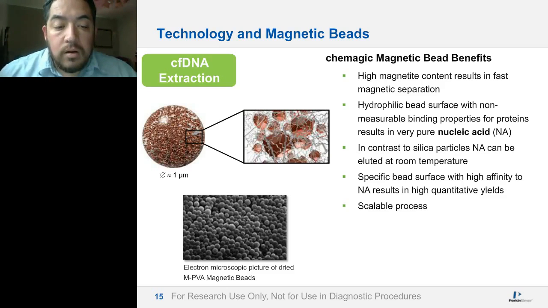Our unique M-PVA, or polyvinyl alcohol-coated beads, you can see on the left, the size of our beads is approximately 1 micron in diameter. And you can see the electron microscopic picture of the dried M-PVA magnetic beads.